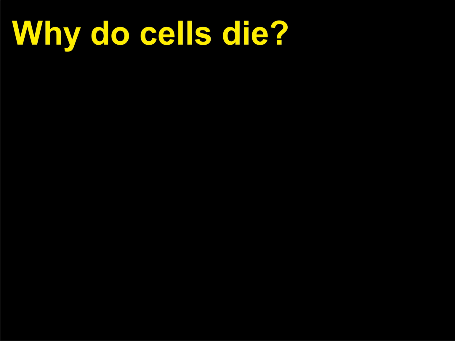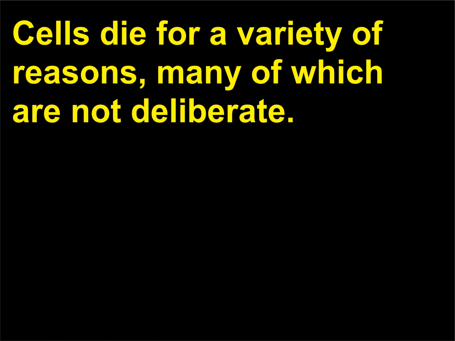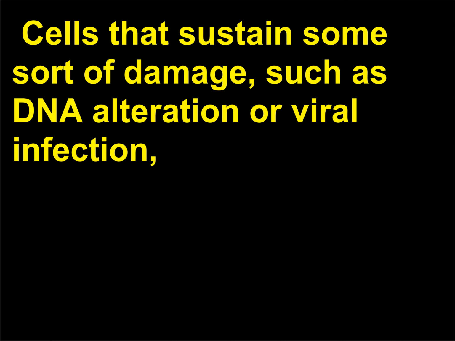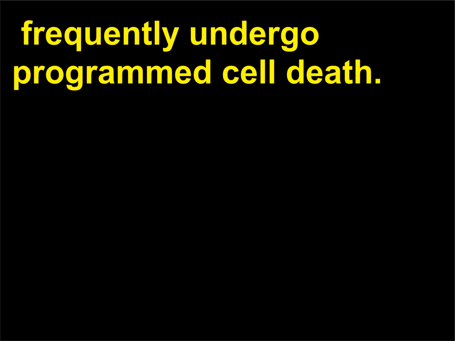Why do cells die? Cells die for a variety of reasons, many of which are not deliberate. For example, cells can starve to death, asphyxiate, or die from trauma. Cells that sustain some sort of damage, such as DNA alteration or viral infection, frequently undergo programmed cell death.